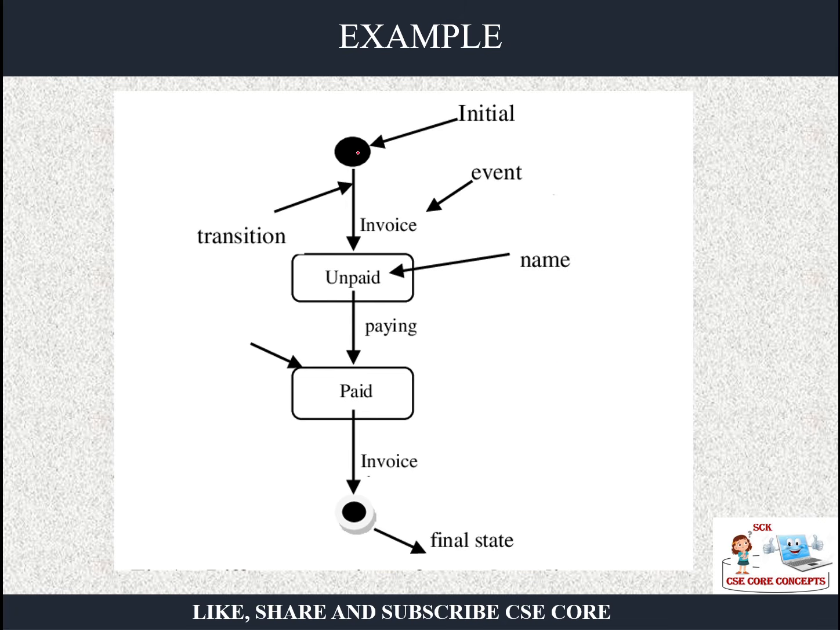This is showing the initial state. You don't need to write it. This is the transition. So when you start, you give an invoice. When you give an invoice to somebody, at that time the system is in an unpaid state. Now after he pays, it goes to a paid state, right? So these are your states. This is the transition, this is the event. This is the initial state, and this is the final state.